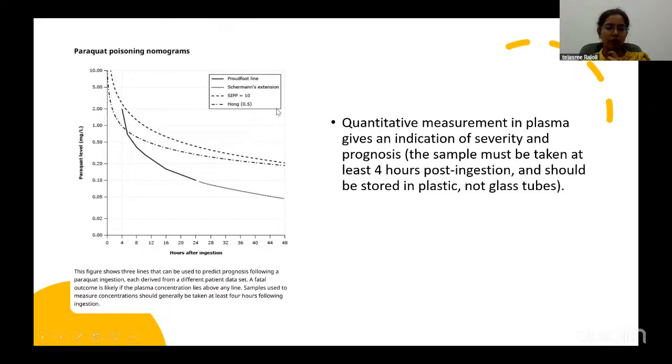One is Proudfoot line, Schreman's extension, and Hong. These are some of the nomograms which we use to estimate the prognosis. If the concentration of the paraquat is above that of the respective lines, then the prognosis is usually poor.